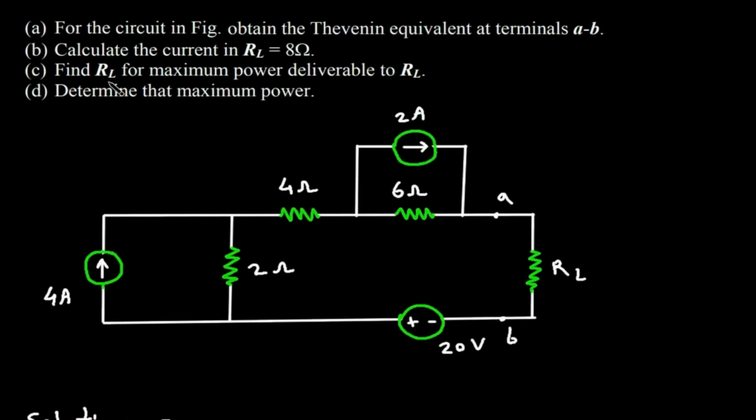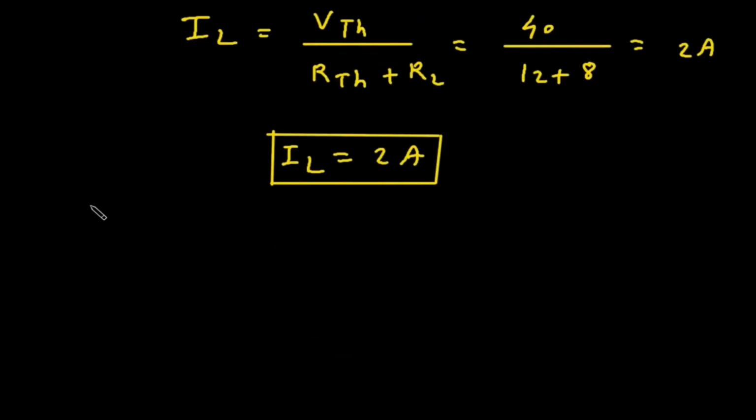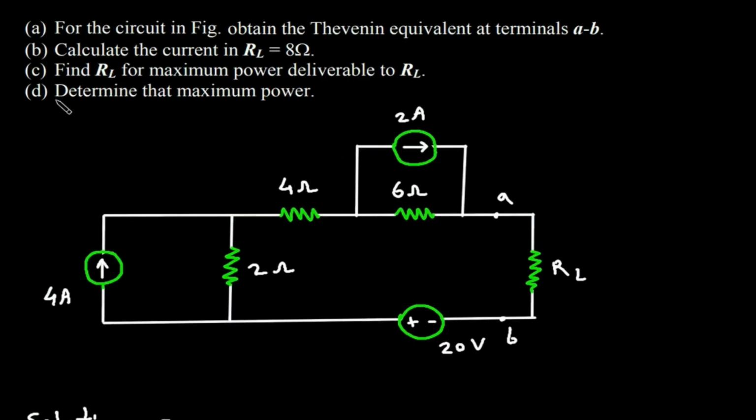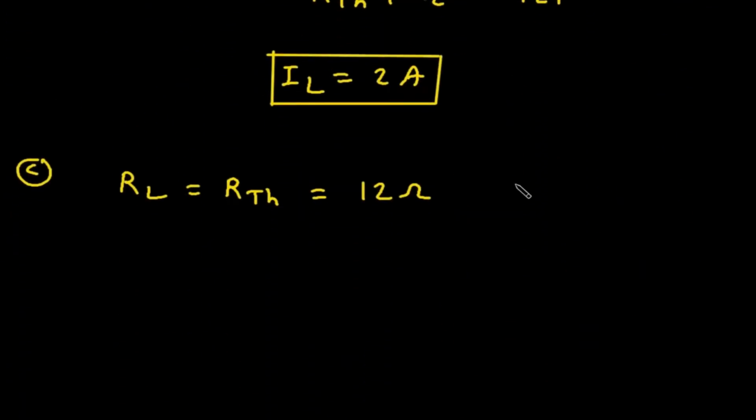Next we have to find RL for maximum power deliverable to RL. So for C, when RL is equal to RTH, it will be 12 ohm. This is the condition for maximum power transfer. Next we have to determine that maximum power. So P max is equal to VTH square by 4 RTH.